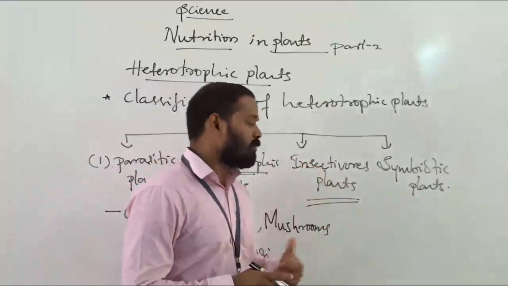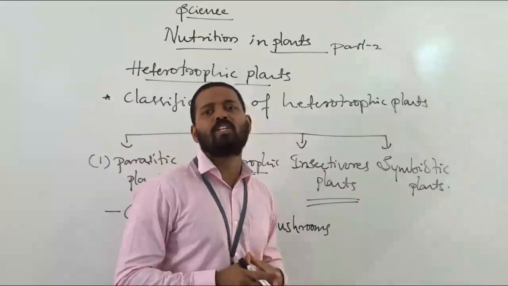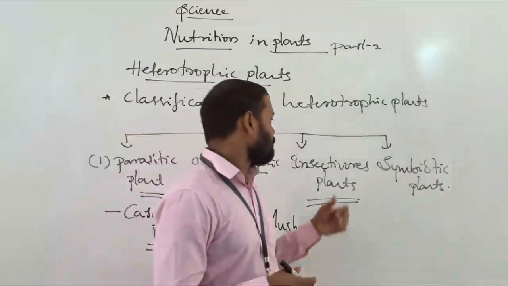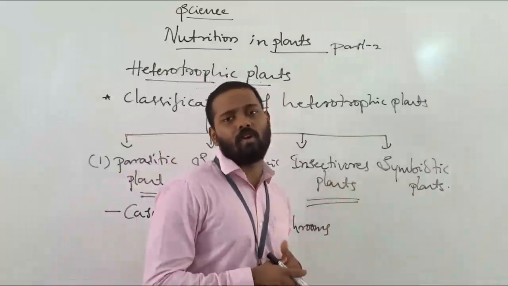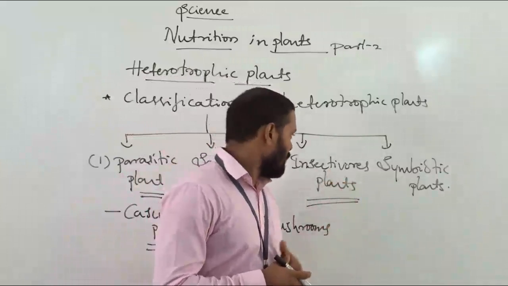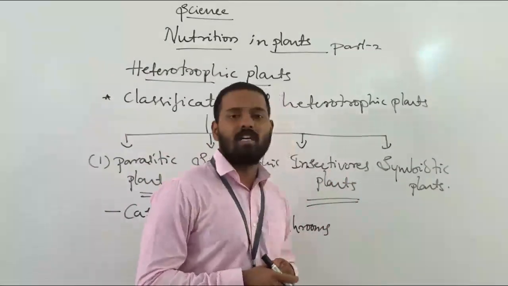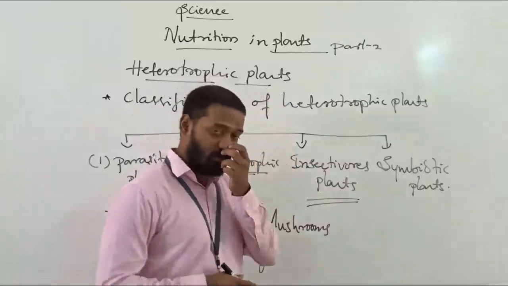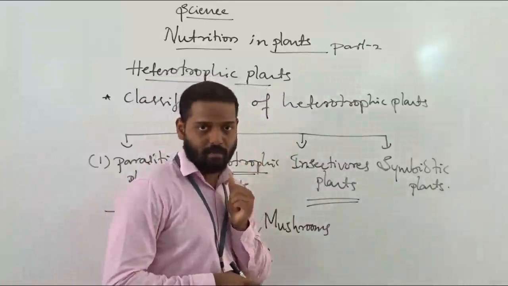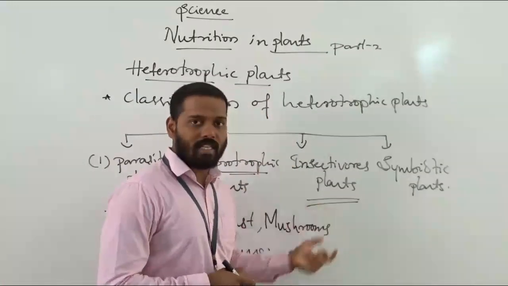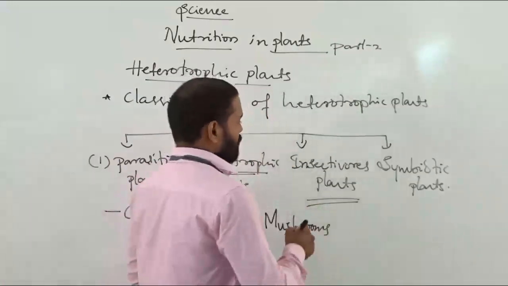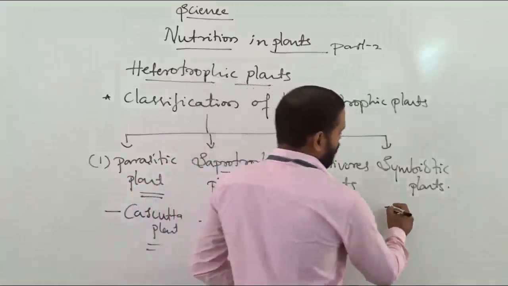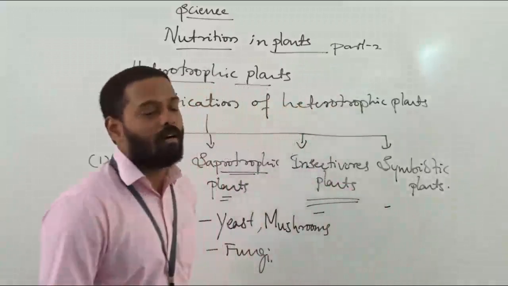So what do you mean by insectivorous plants? Insectivorous plants are those plants that depend for food on insects or other living organisms. Such plants we call insectivorous plants. For example, the pitcher plant is an example of insectivorous plants. Understood, everyone? What is an insectivorous plant? Okay, after understanding insectivorous plants, next we move on to symbiotic plants.